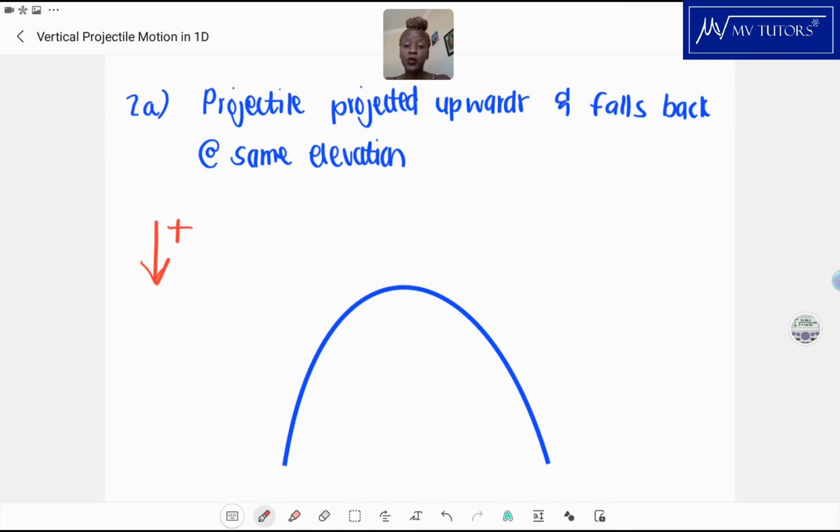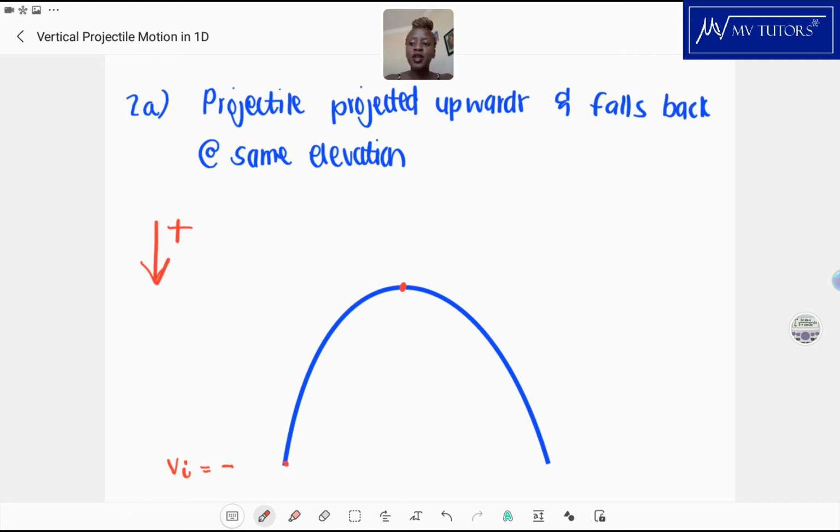So this is downwards as positive. So what happens if you project it upwards? You do have an initial velocity, right? So there is an initial velocity. And because that initial velocity is taken upwards, in this case, you'll have an initial velocity that is negative. All right. And then you get to this point here where it reaches its maximum.